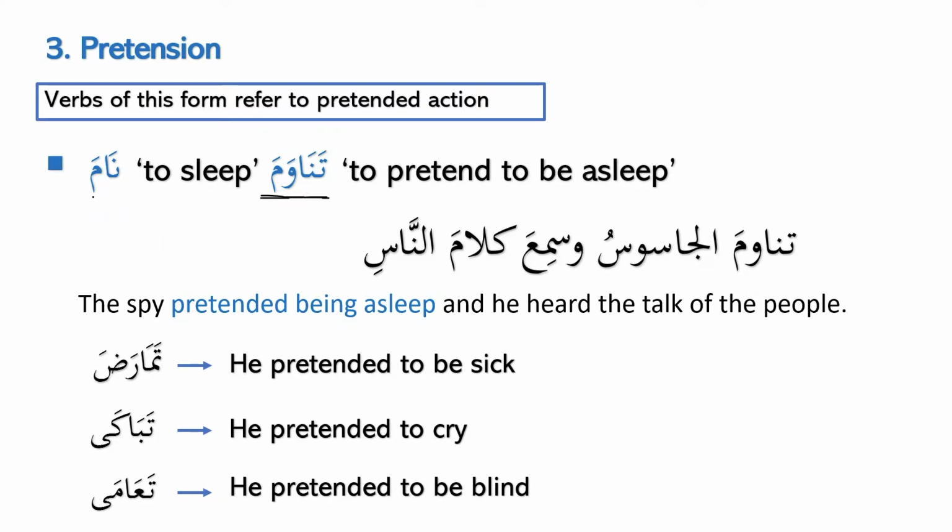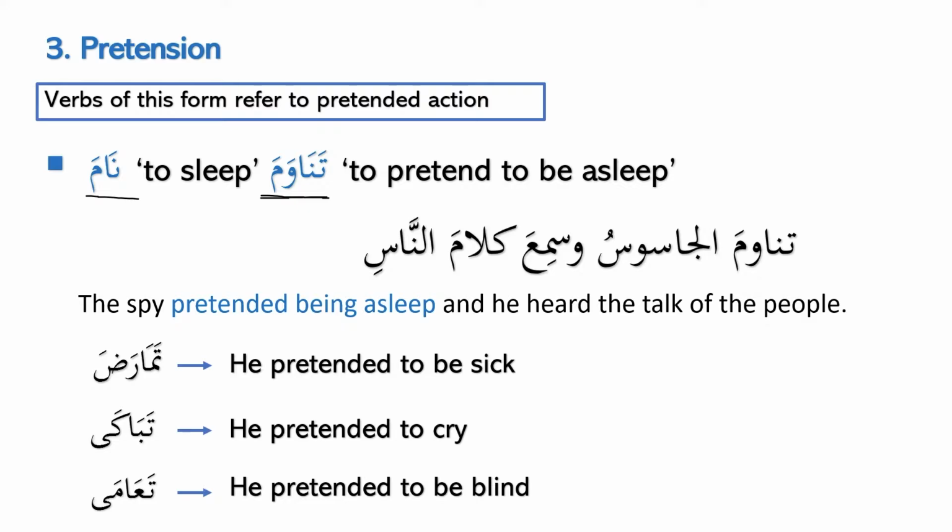So nama yanamu nauman, as we have discussed in detail, is to sleep, but tanawama is to pretend to be asleep. Similarly, we have tamarada. Marada yamridu, as we know, is to be sick, and tamarada is he pretended to be sick. And similarly, baka yabka, he cried, but tabaka, he pretended to cry. And then we have ta'ama, he pretended to be blind. So the third characteristic is to pretend to do something.